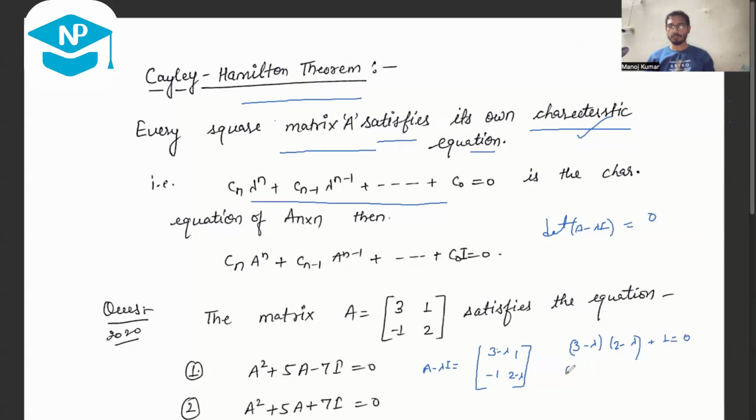This gives us 6 minus 3 lambda minus 2 lambda plus lambda square plus 1 equal to 0. So on solving this, we get lambda square minus 5 lambda plus 7 equal to 0. So this is our characteristic equation.